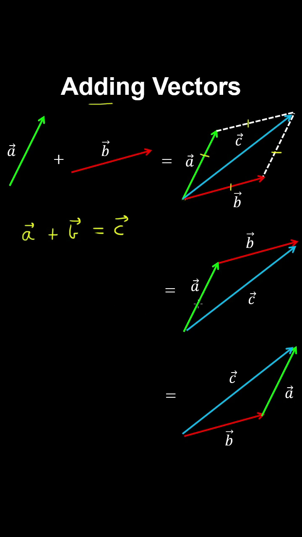Now another way we can add these vectors is the head to tail method. We put the head of vector a on the tail of vector b, and then draw the resultant vector from the tail of vector a to the head of vector b. Similarly, we can add b to a by placing the tail of vector a on the head of vector b, and the resultant vector c is drawn from the tail of vector b to the head of vector a. We can see that the resultant vector c has the same magnitude and direction. Therefore, vector addition is commutative, meaning it doesn't matter which order we add these vectors.